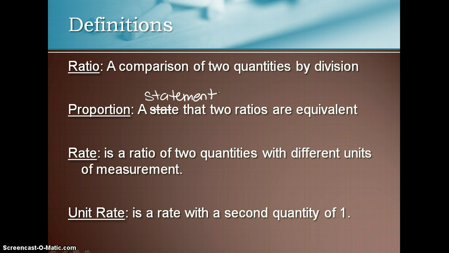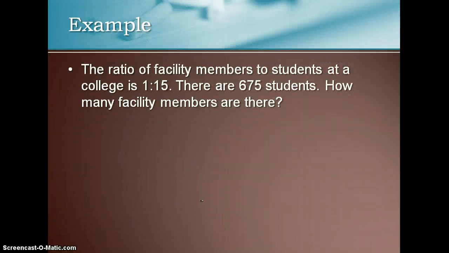And then a rate. A rate is a ratio of two quantities with different units of measurement. So something like 60 miles per 1 hour. Okay? And then a unit rate is a rate with a second quantity of 1. So while the example I used for a rate is a rate, it is also a unit rate as well. So that was an example that fits both a rate and a unit rate.